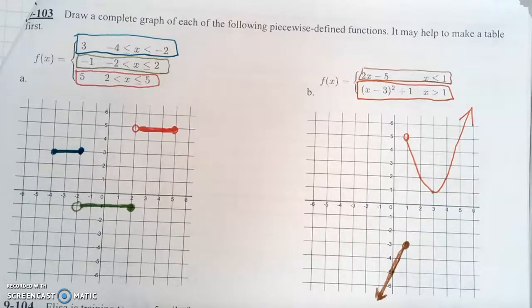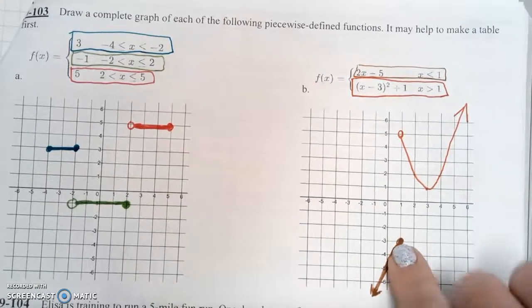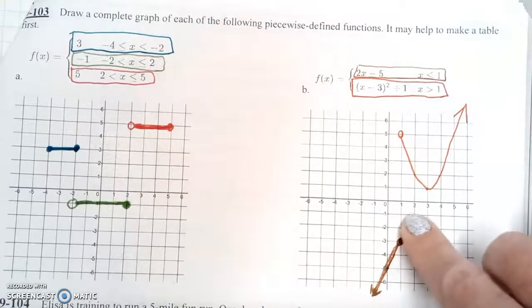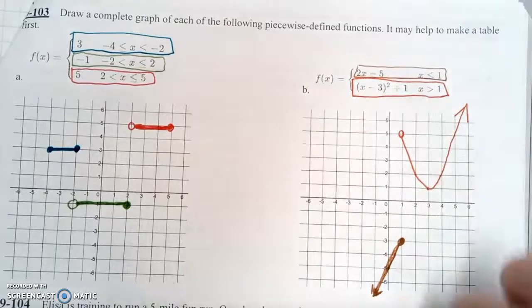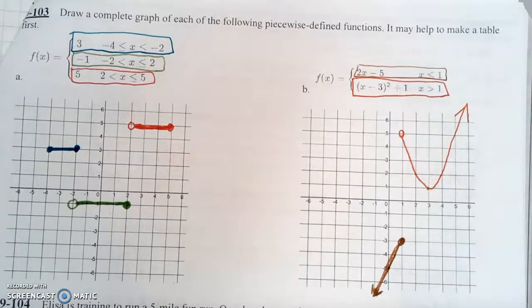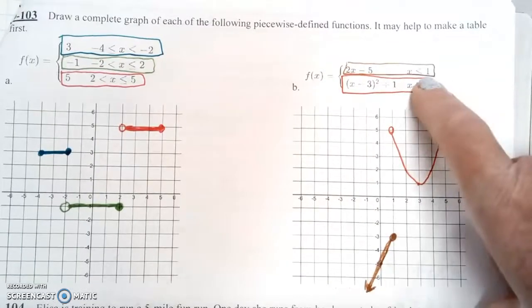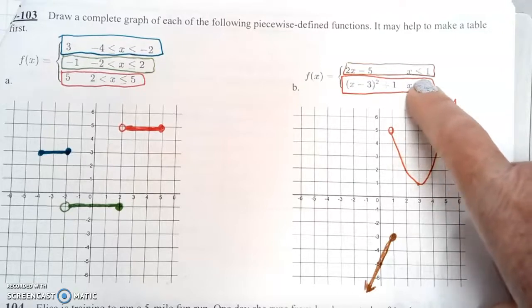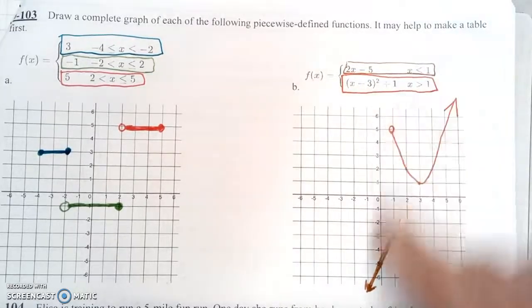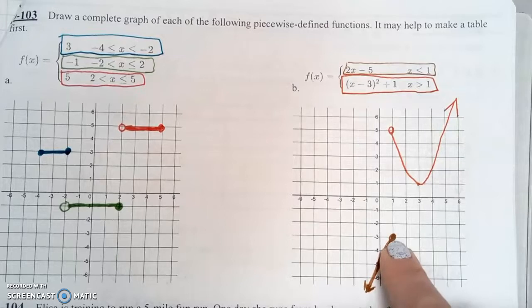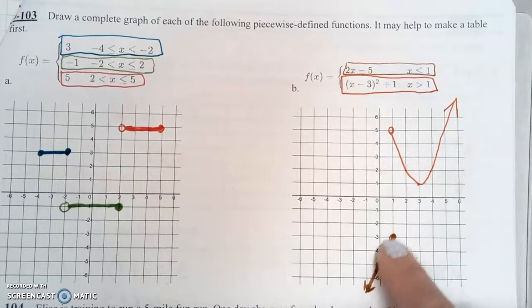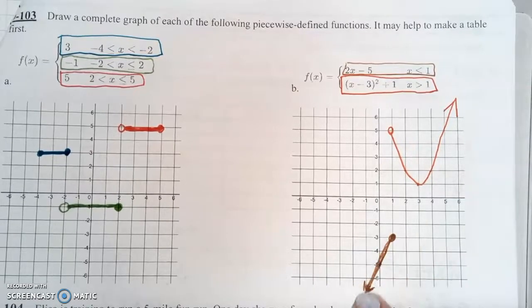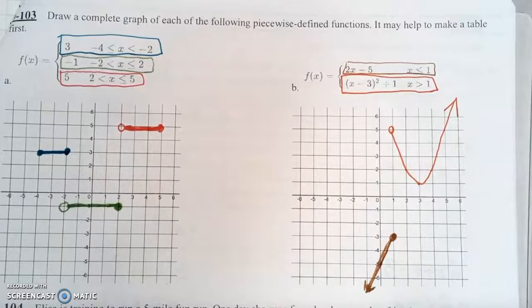The first part is 2x minus 5. So 2x minus 5 is part of the line going this way. If it didn't have limitations on it, it would keep extending this direction. But the limitation on it is that it is going to be that graph when x is less than or equal to 1. So I'm going to close that circle at (1, -3), and then it's going to go this direction to infinity, that direction.